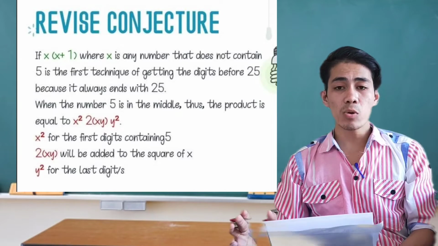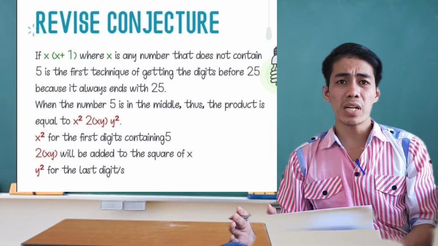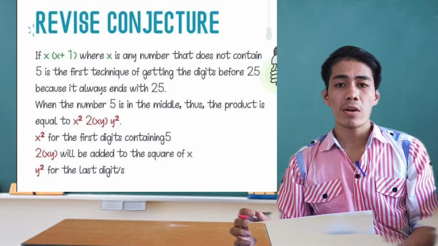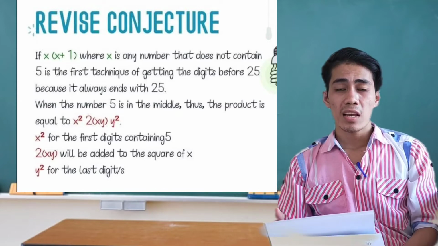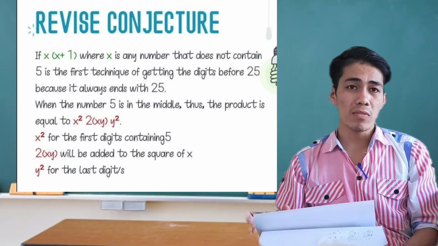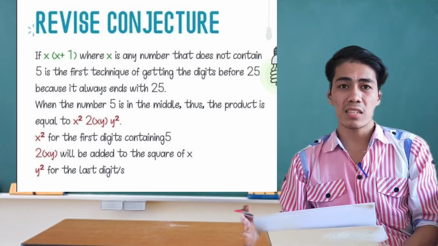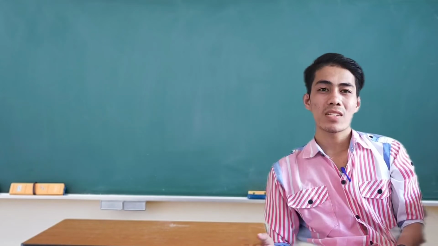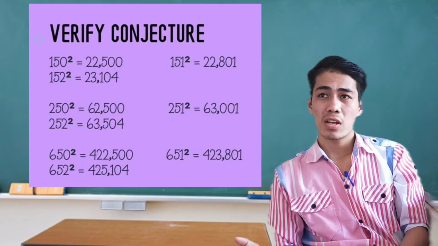So x squared for the first digits containing 5. So any number that contains 5. And then 2xy will be added to the square of x. And then you have to square y for the last digit. Okay? Let's get some examples. So for step number 7, we're going to verify our conjecture.